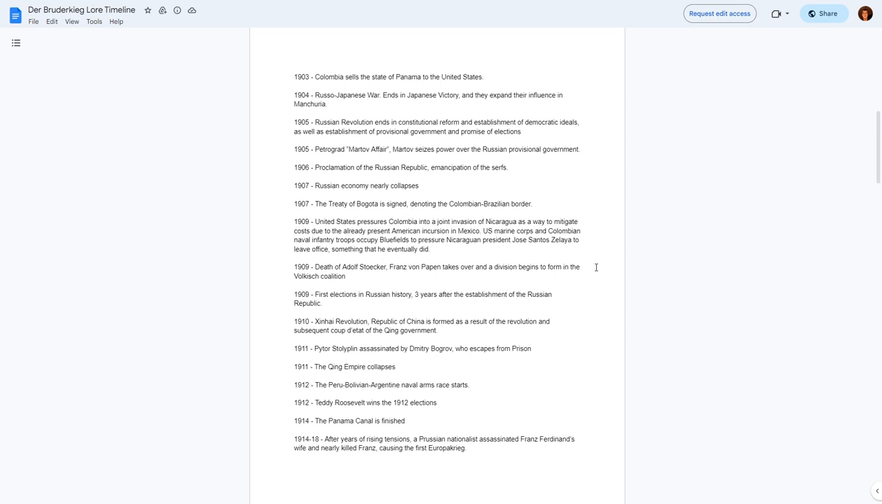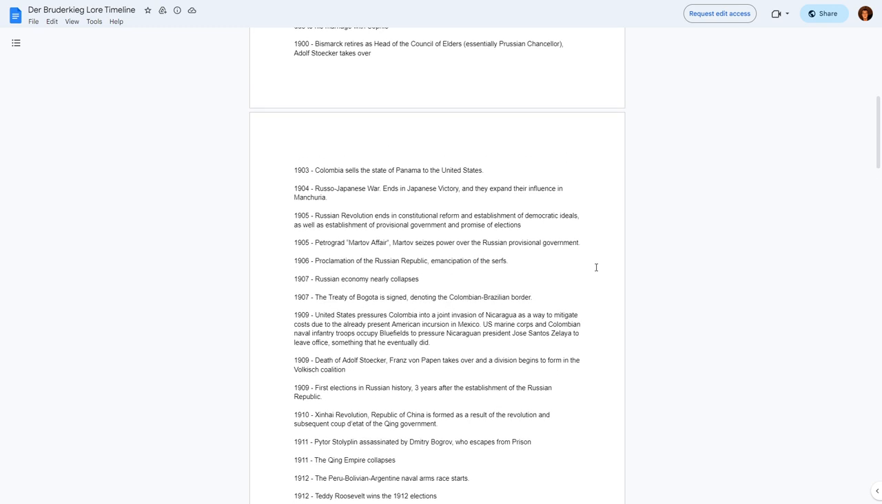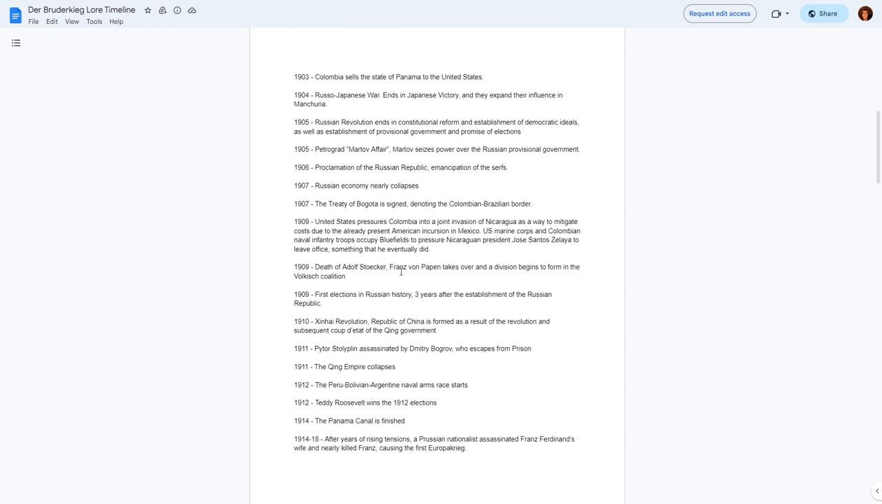1909, death of Adolf Stoker, so he was in power for 9 years. Franz von Papen takes over and a division begins to form in the Volkisch Coalition. 1909, first elections in Russian history, 3 years after the establishment of the Russian Republic. 1910, Xinhai Revolution, Republic of China, is formed as the result of the revolution and subsequent defeat of the Qing government. 1911, powder slip and a set.